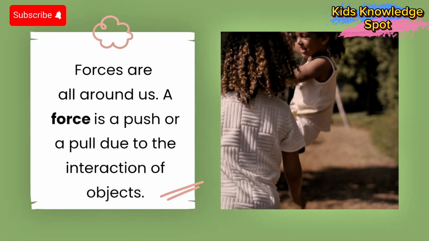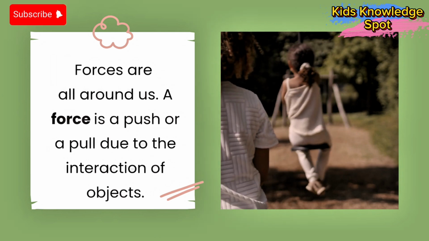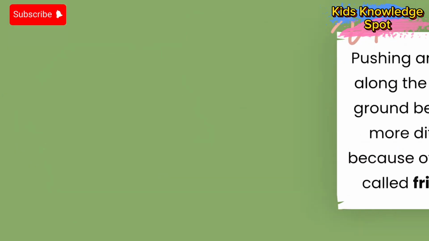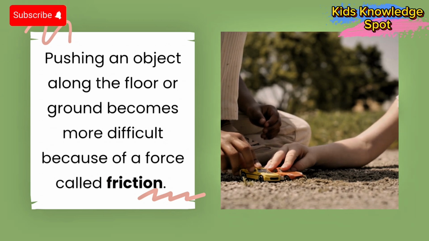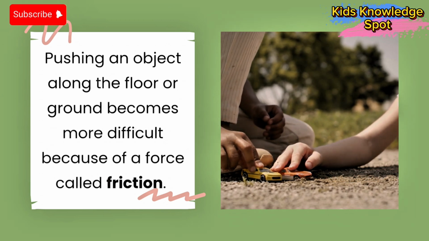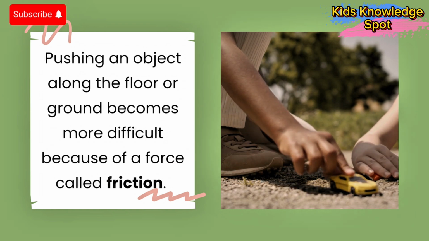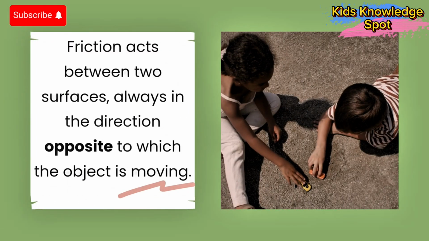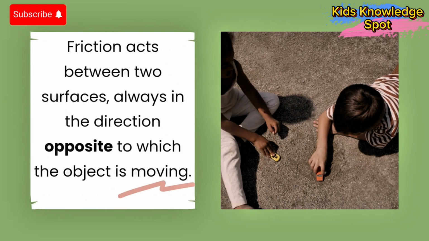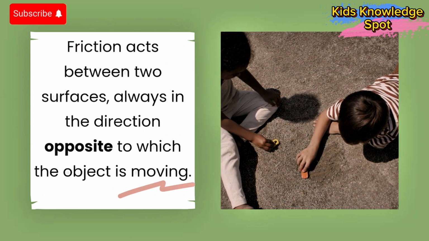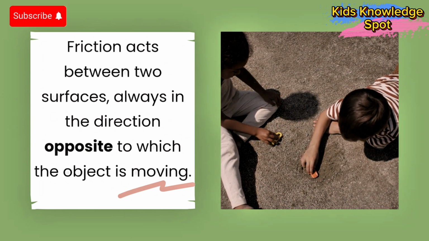Forces are all around us. A force is a push or a pull due to the interaction of objects. Pushing an object along the floor or ground becomes more difficult because of a force called friction. Friction acts between two surfaces, always in the direction opposite to which the object is moving.